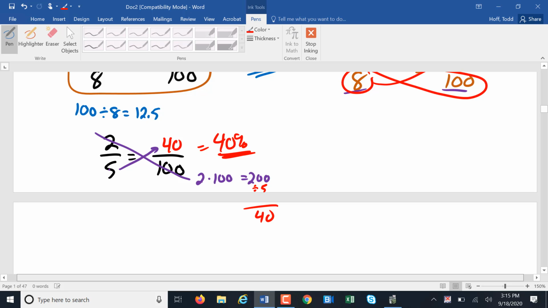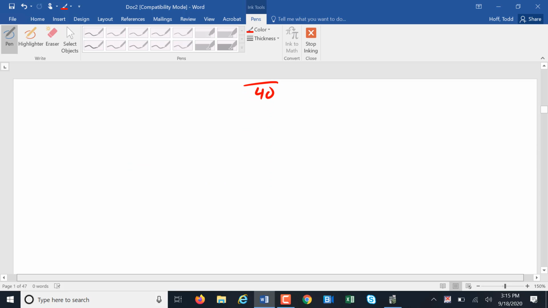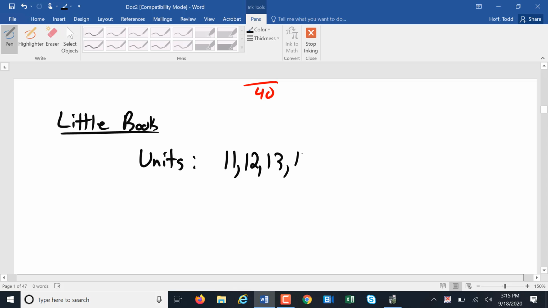Any questions? Okay. So we've got homework out of the little book. It is units 11, 12, 13, 14, and 15. The odds. We will talk more about percents on Monday.